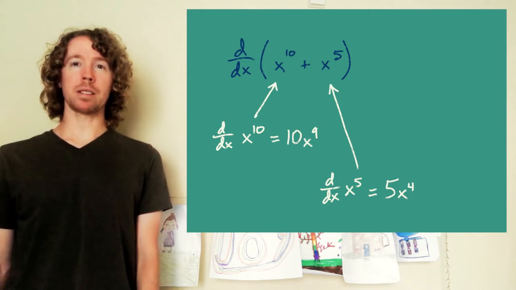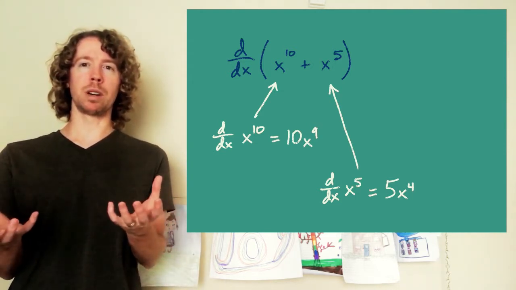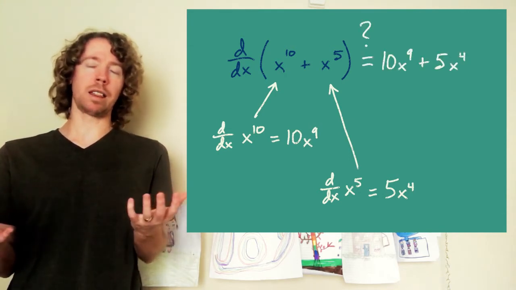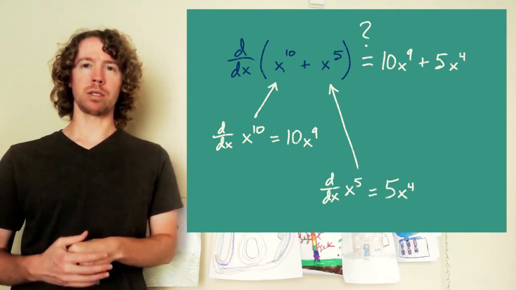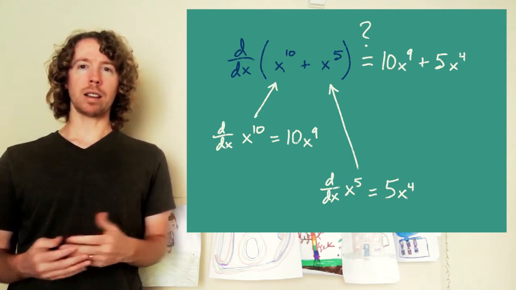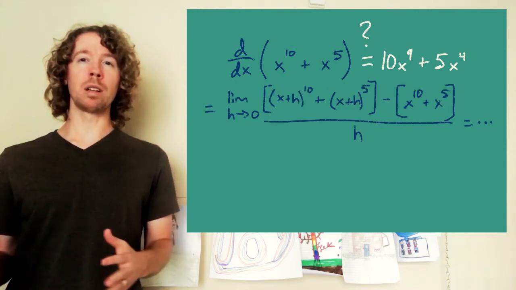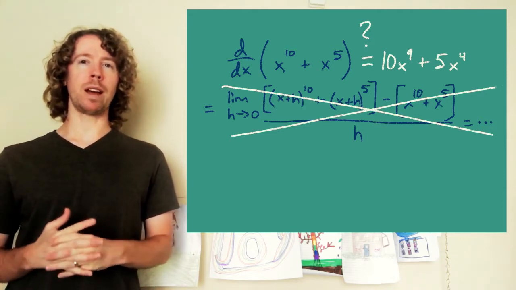And my hypothesis would be that if I want to take the derivative of the sum of those two terms, I can just take the sum of the two derivatives. So I should, I think, just get 10 times x to the 9th plus 5 times x to the 4th. I can check that using the definition of derivative, but that's going to be really, really messy and tedious. So I'm not going to do that, and it really won't answer my big question.